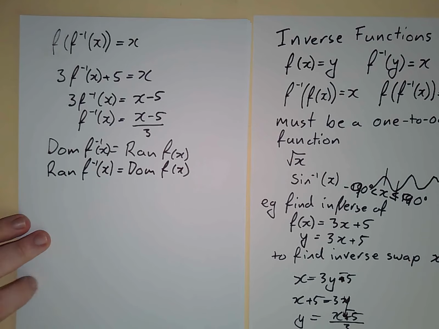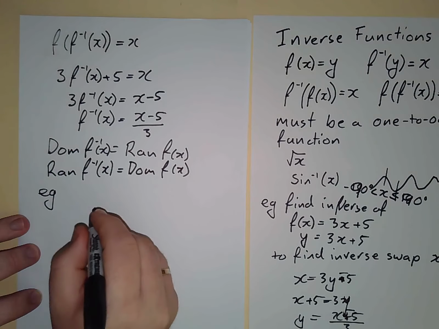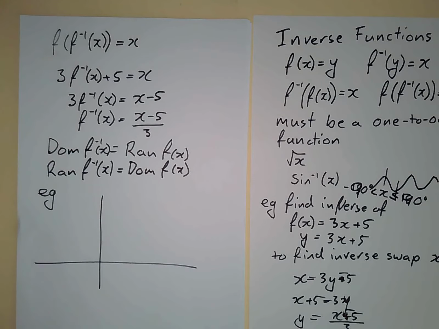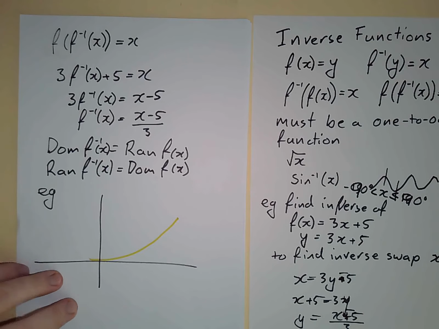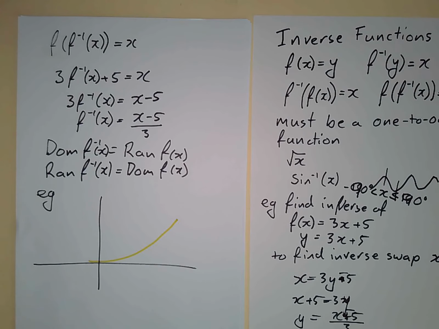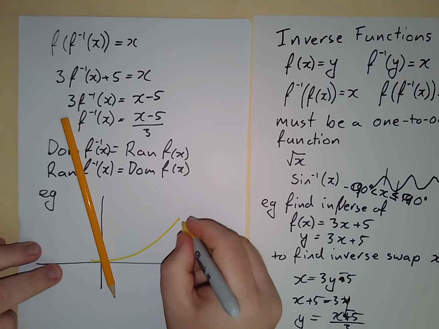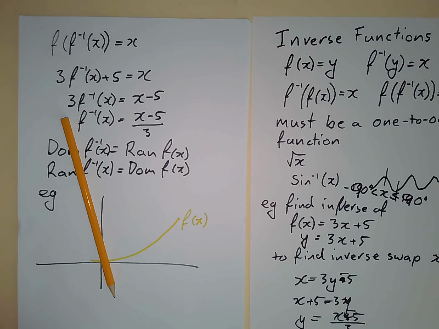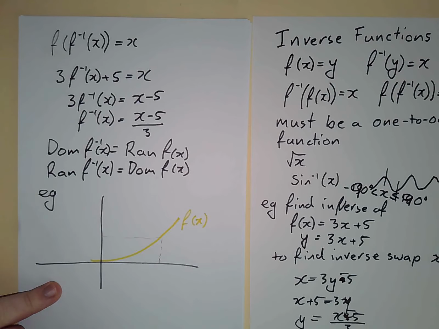Now, let's just have a look at this graphically for a moment. So let's say I had some function that looks, I don't know, like that graphically. And I want to work out what the inverse is graphically. Well, let's just get a couple of values. So if I put in this x, I'll just write that this is my f of x. So if I put in, say, this x value here, that's going to pop out with this y value.